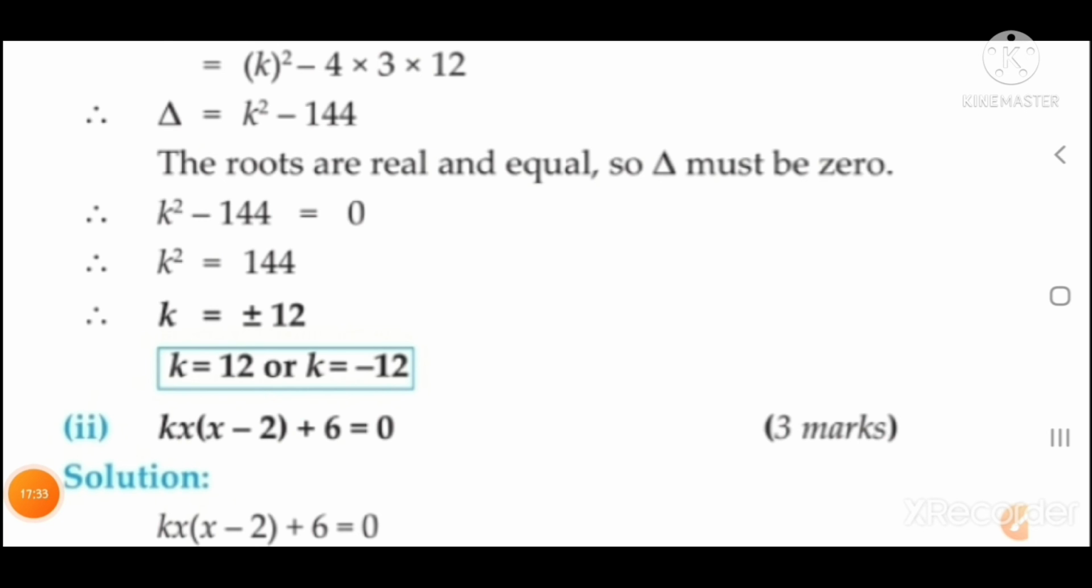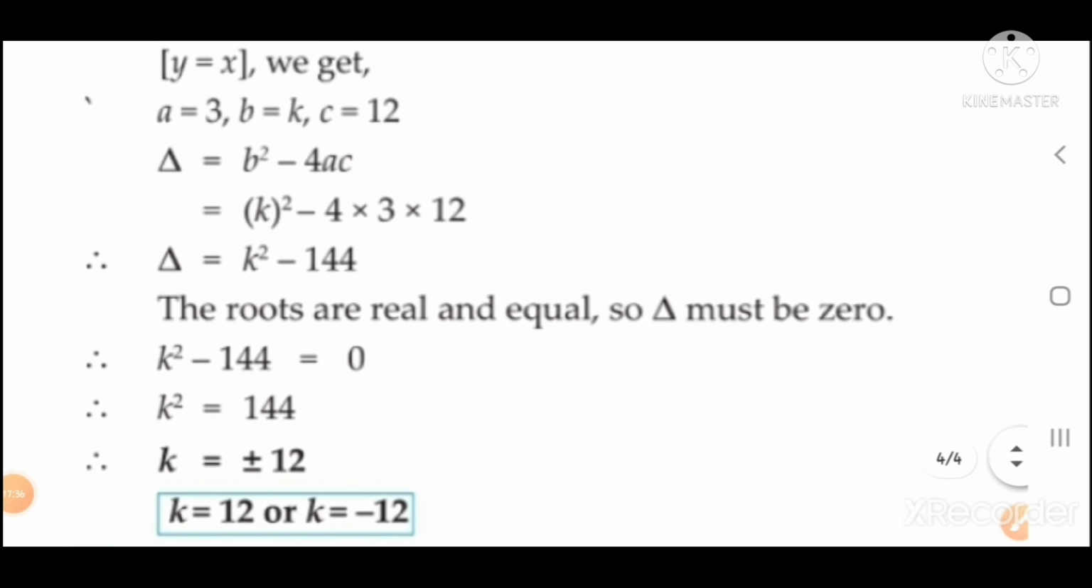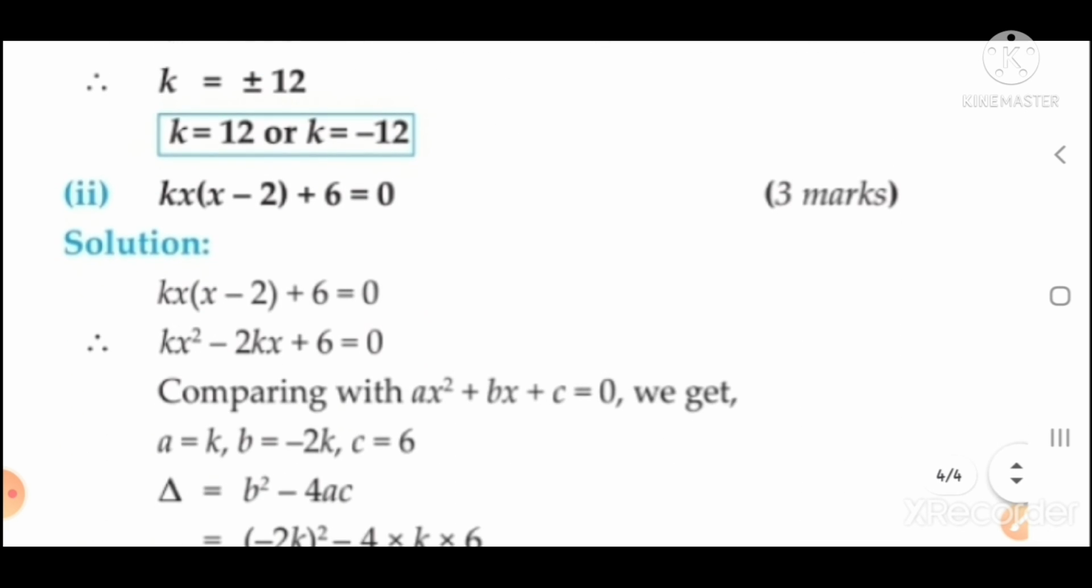Got it? So this is how you got the value of k. One is 12 and one is minus 12. Is it clear with this? Now the second sum is also of the same kind. Try to understand. Of question number 7 itself.